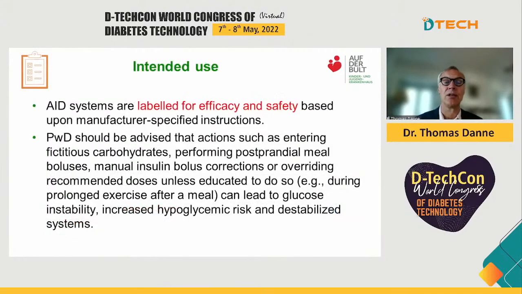Now, we recommend that people should use the AID system the way that it is supposed to be used. So in the early days, when people wanted more insulin because they felt their pump didn't give them enough, they entered fake carbohydrates in order to get more insulin. This is not very smart, because it cheats the algorithm, and so we are not really recommending that.